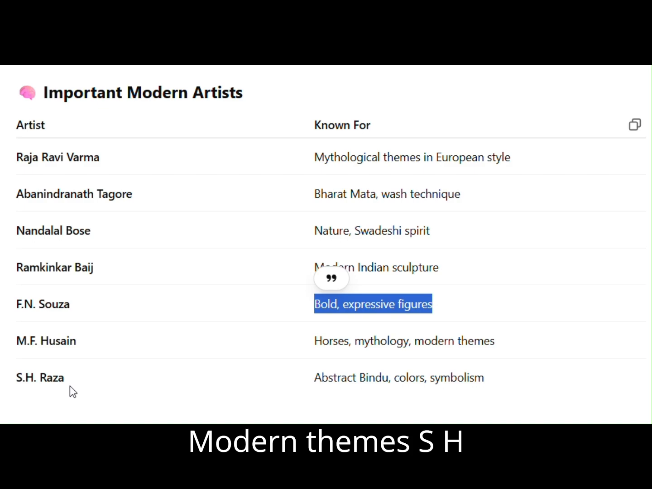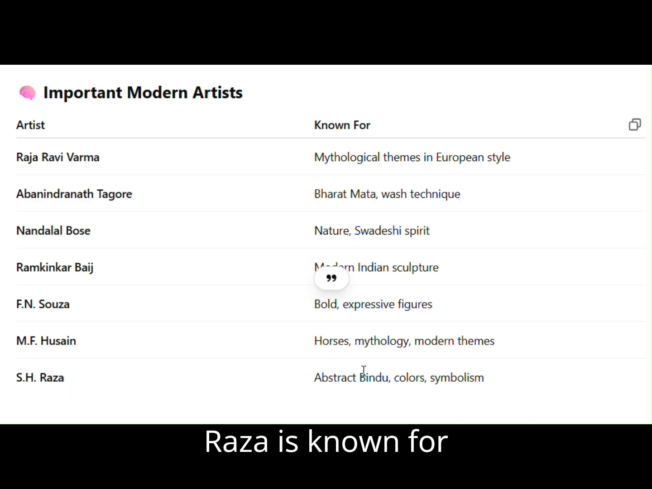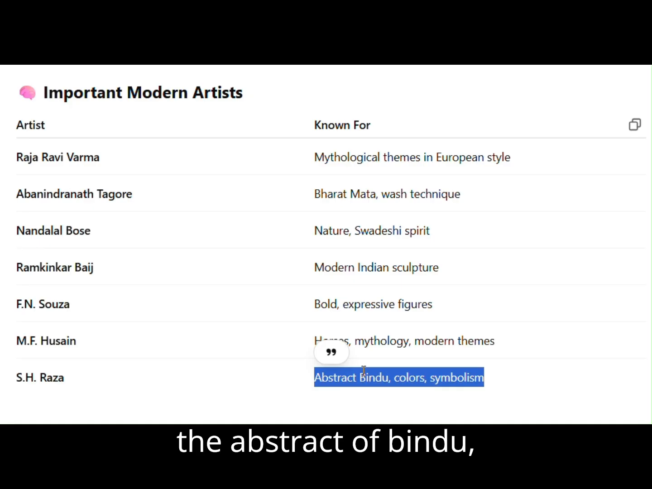S.H. Raza is known for the abstract bindu, colors, and symbolism.